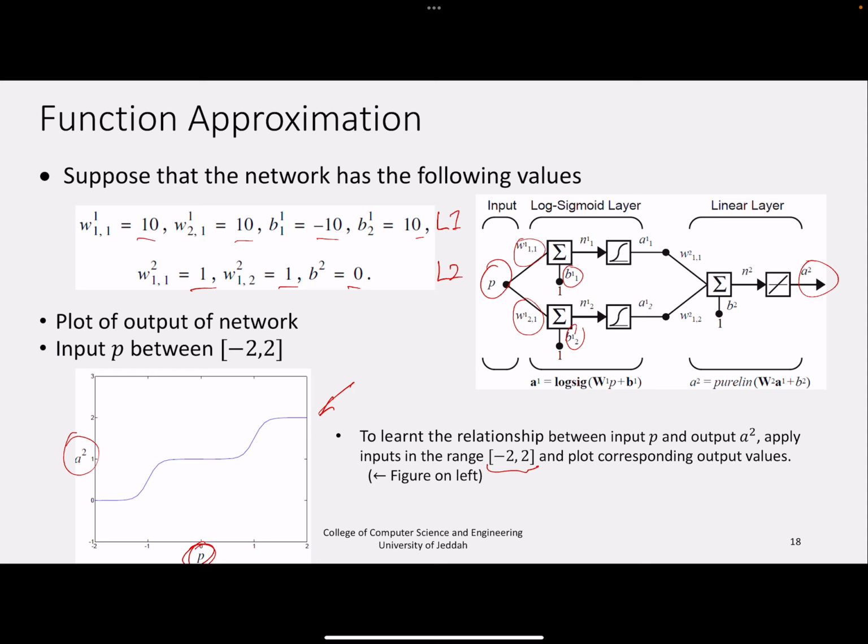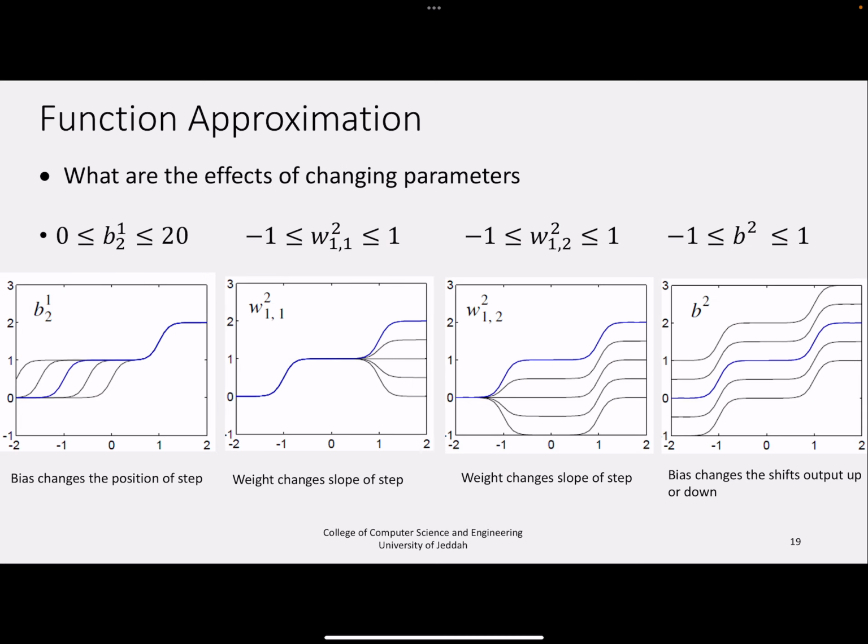Now, just to show you the things that you can do by adjusting these weight and bias values. For example, if you change the bias of the second neuron in the first layer, varying it between 0 and 20, this is how the shape of this function will change. So this transition that you're seeing over here can be moved backwards and forwards.